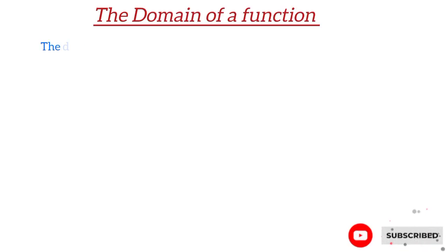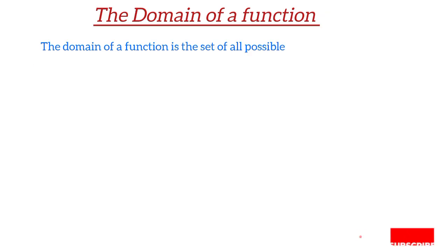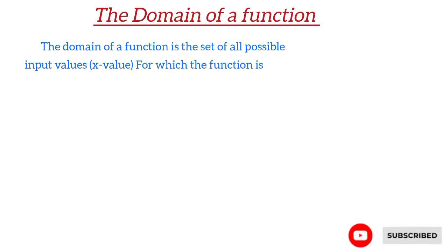The domain of a function. The domain of a function is the set of all possible input values for which the function is defined. Think of a function like a machine that takes inputs and gives outputs. The domain is simply what inputs this machine can handle.